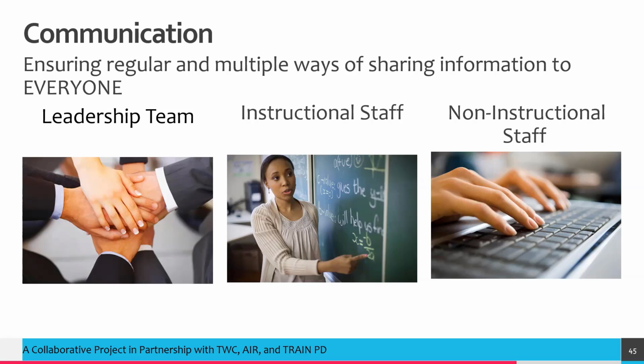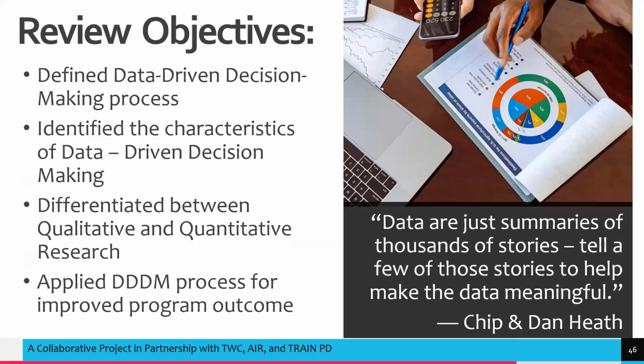All right. So what I want to do at this point, if there's no questions, comments, we'll go ahead and continue. Let's review our objectives, what we covered today. I know it was a lot of information and it was really fast. We defined the data-driven decision-making process. We identified the characteristics of the decision-making process, and we differentiated between qualitative and quantitative research. And we also applied the DDM process for improved program outcomes. So we went through all the steps, and I do want to leave you with this quote.